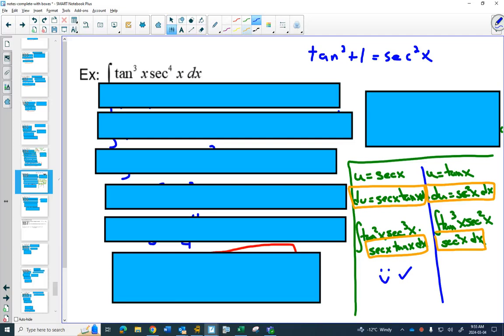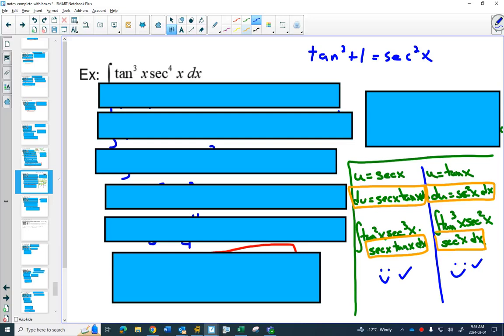Let's look at option 2. If I make u tan x, du would be secant squared x. So I rewrite this by taking out a secant squared x. That would give me u cubed here with tan. Can I change secant squared x to tan squared x? Yes. Oh my goodness, double happy, they both work. We could choose either one of them.